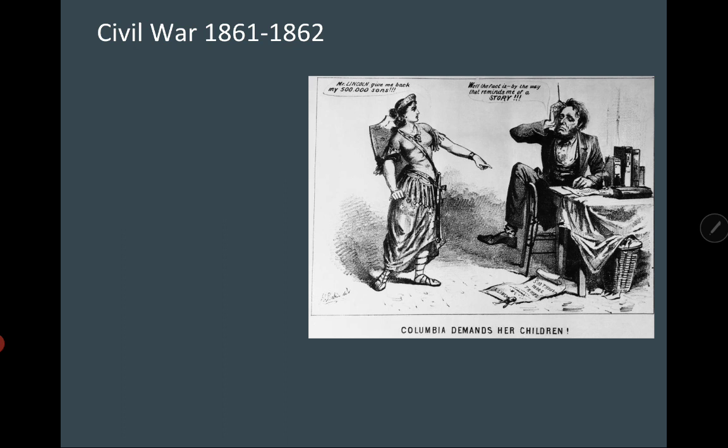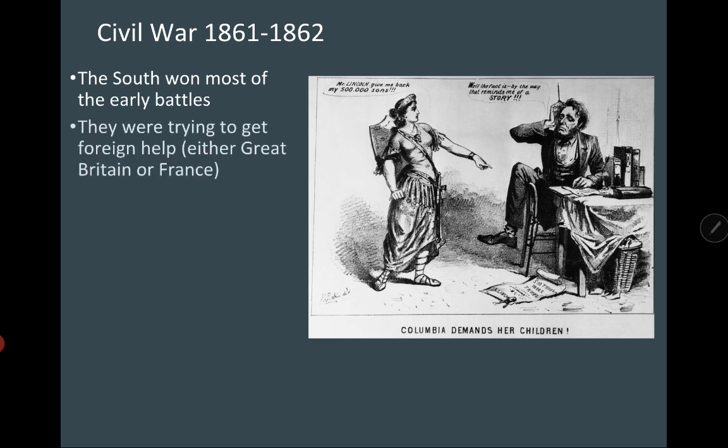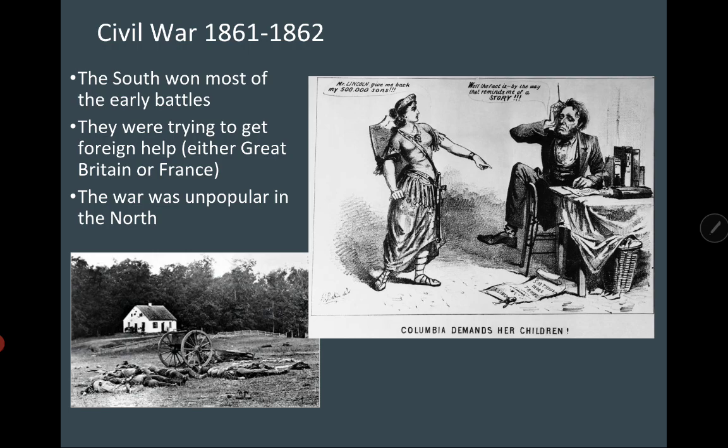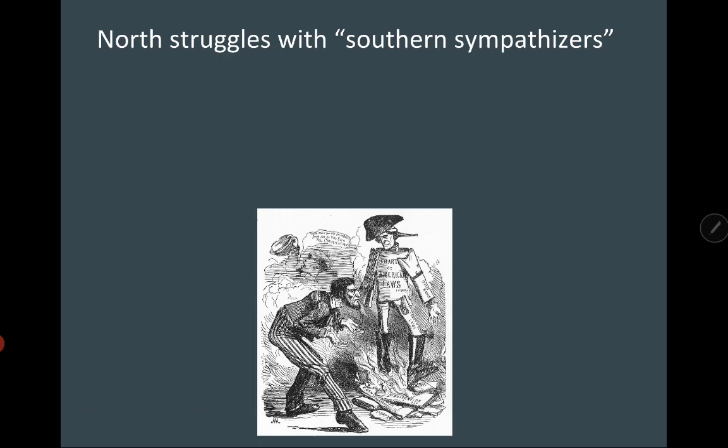From 1861 to 1862, the South is winning a lot of these early battles. They were trying to get foreign help, either from Great Britain or France, and they are not successful in that. But as they are winning these battles, it seems like maybe Great Britain will side with them. The war is actually really unpopular in the North. Imagine hundreds of thousands of people dying in this war, through all of these battles. And in this early part of the war, Lincoln is really not winning anything, and the dead are piling up.